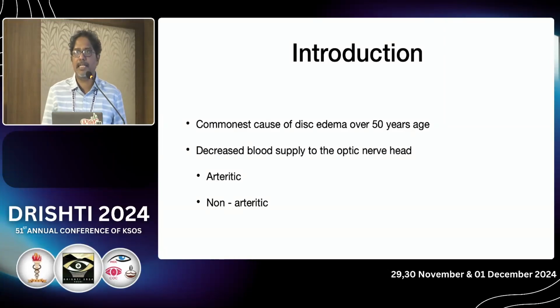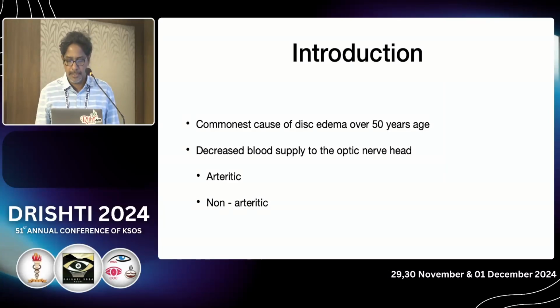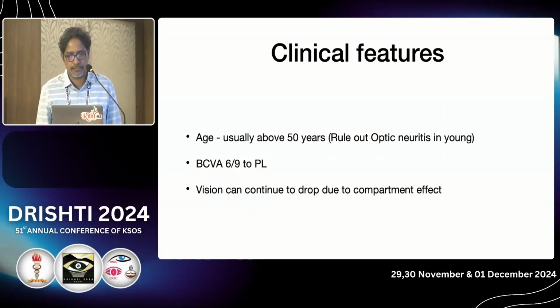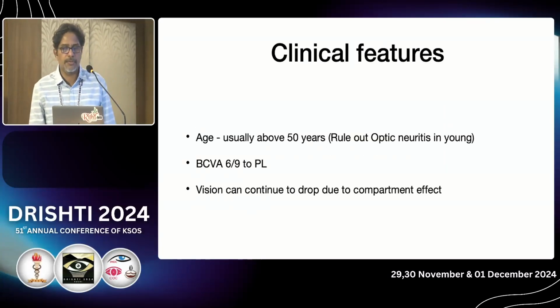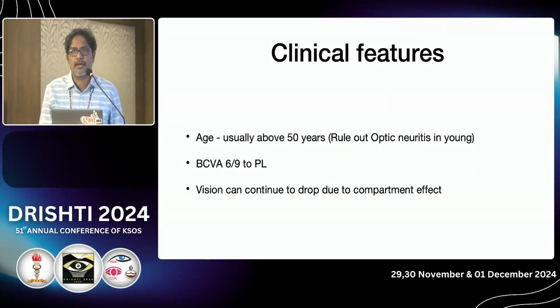And when we have multiple systemic risk factors: diabetes, hypertension, cholesterol, heart disease, and all those things. And the most common thing we see is the non-arteritic type, which is a little bit less aggressive compared to the arteritic type, which is much rarer. And we don't see that very often, but you need to keep that in mind. And in case you have it, better to refer to a higher center because these patients need a lot of long-term follow-up also.